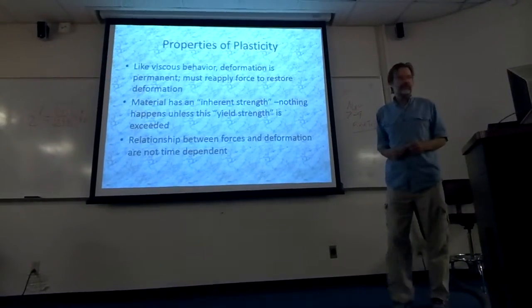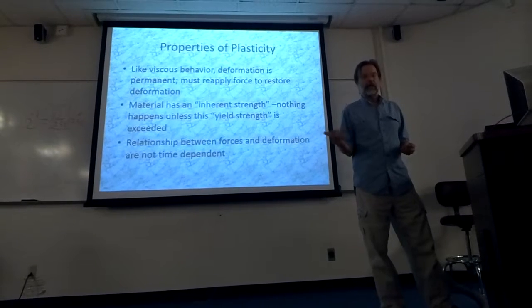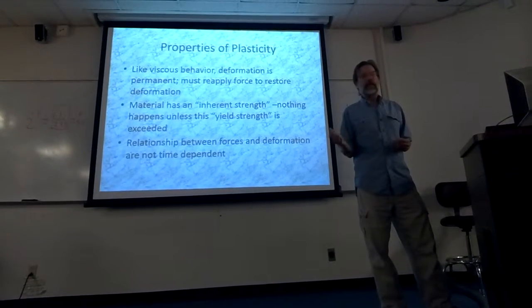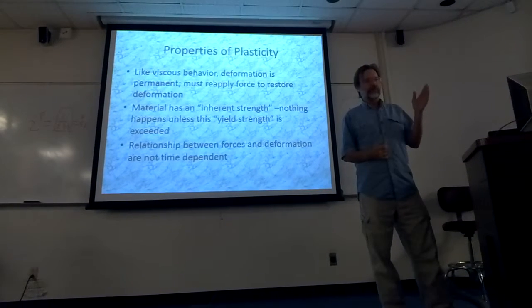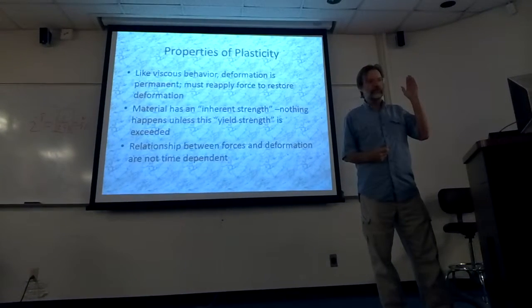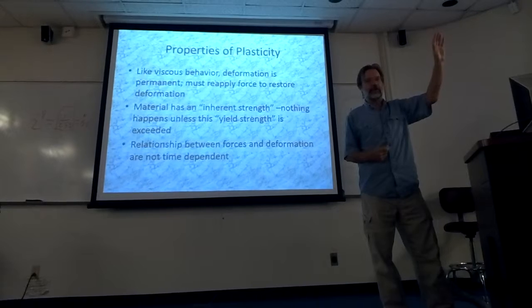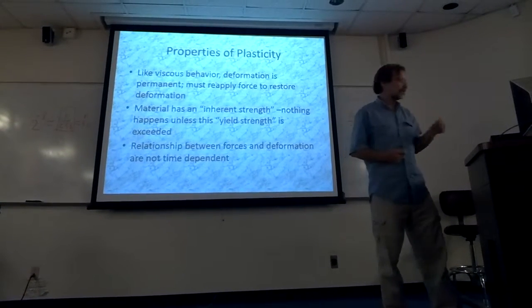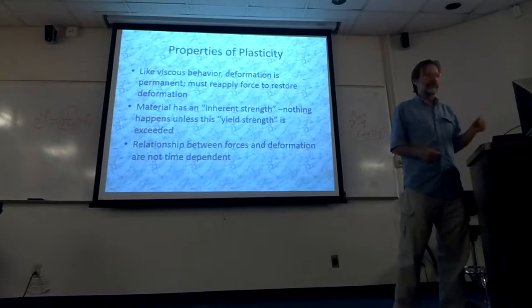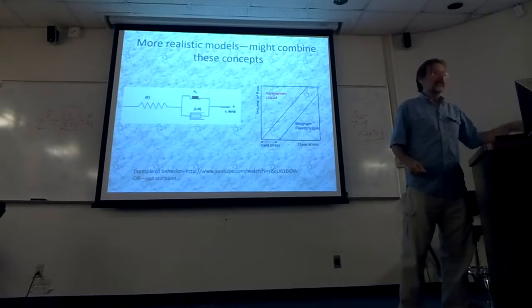Engineers often use this as a model for clay, for example. Near surface behavior of clay has a yield strength on it. So if you want to know whether that slope's going to collapse, you would use a plastic model to know whether you're below the yield strength. If you're below it, you're fine. If you go above the yield strength, you're dead and you're buried or whatever, right?